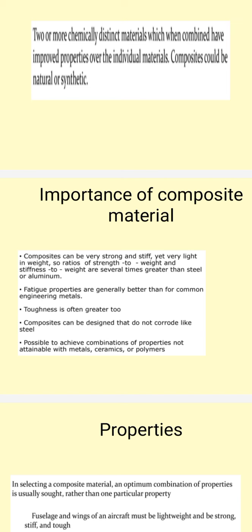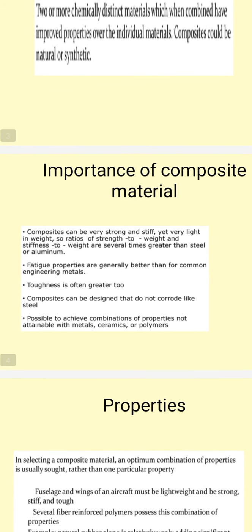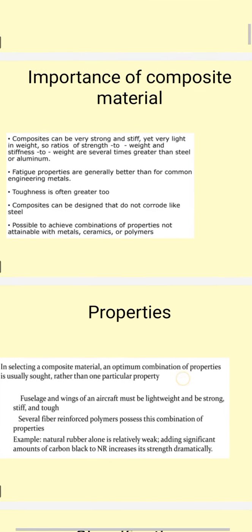Composites can be designed that do not corrode like steel. Because in composites we see they corrode, but these composites are designed in such a way that they do not corrode. Possible to achieve combinations of properties not attainable with metal, ceramics, or polymers. Yes, this is our aim. We have composites because we need properties which we couldn't find in metal, ceramics, or polymers.